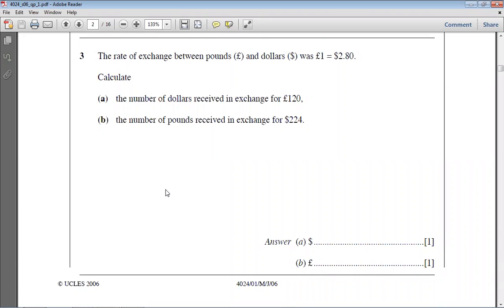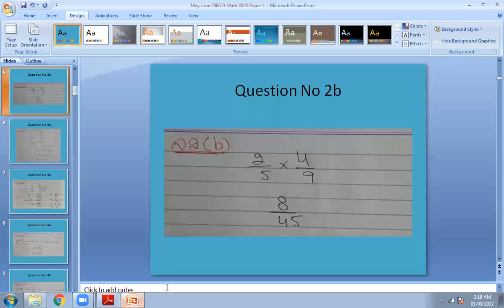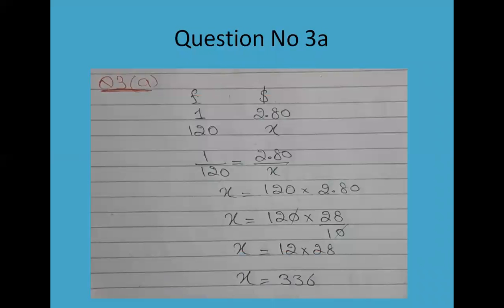The rate of exchange between pounds and dollars was 1 pound is equals to $2.80. Calculate the number of dollars received in exchange of 120 pounds, and the B part is the number of pounds received in exchange for $224. So this question is about the money exchange. Okay, so let me show you the trick we use is we use the method of proportion.